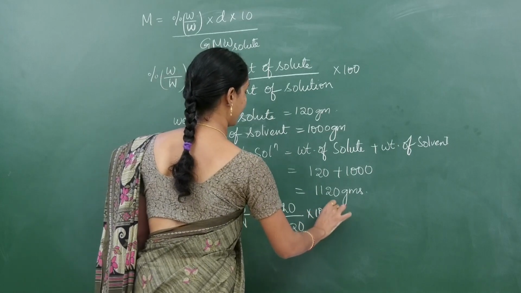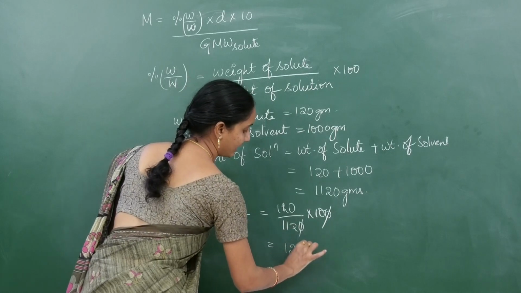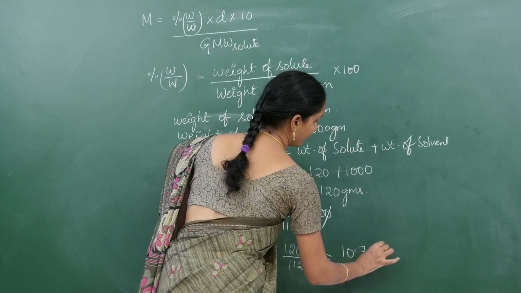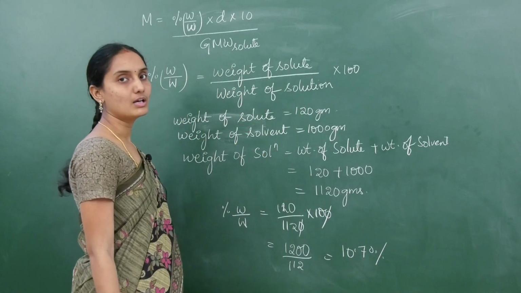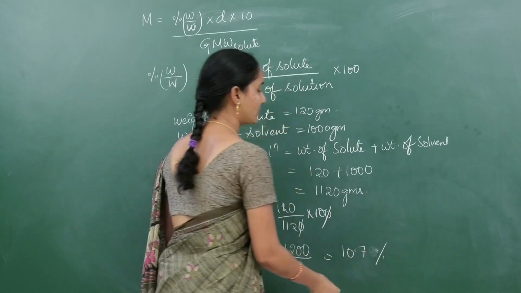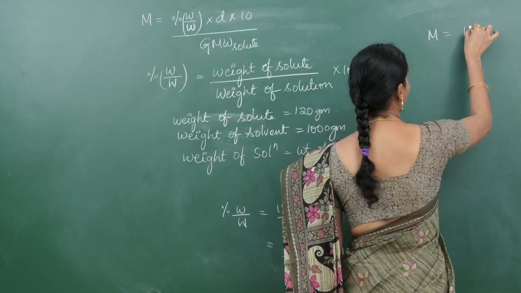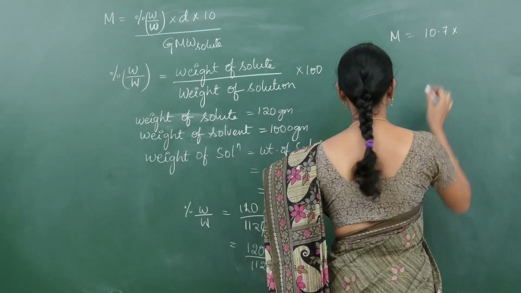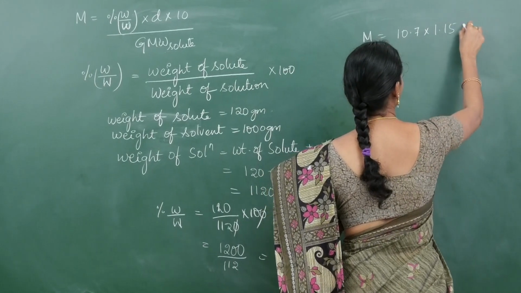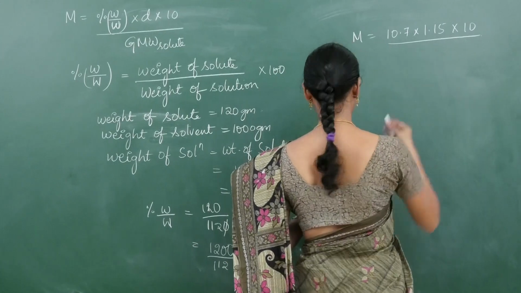So now weight by weight percentage is equal to 120 by 1120 into 100. If you cancel these two, you will get 1200 divided by 112, which is equal to 10.7 percentage approximately, children. So now we got the percentage. Using this we will calculate molarity, children. So molarity is equal to 10.7 into density. How much is it given, children? 1.15. So 1.15 into 10 upon gram molecular weight.